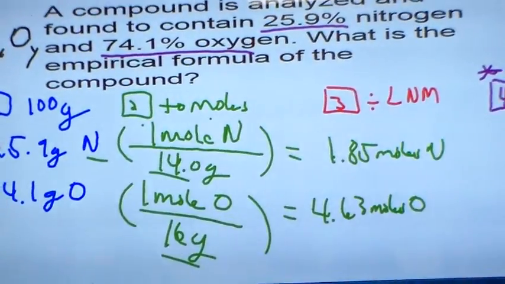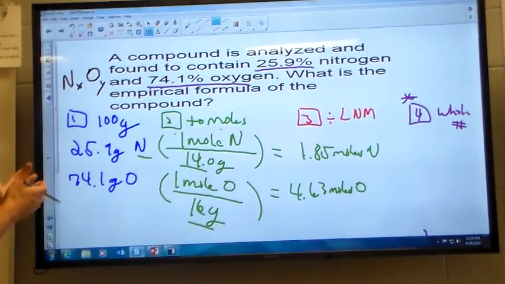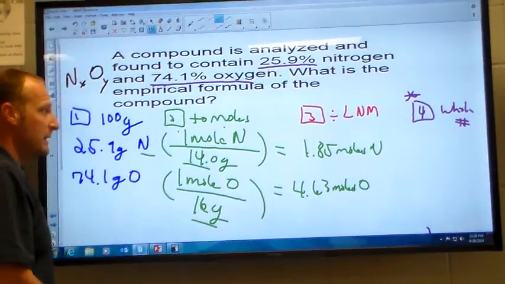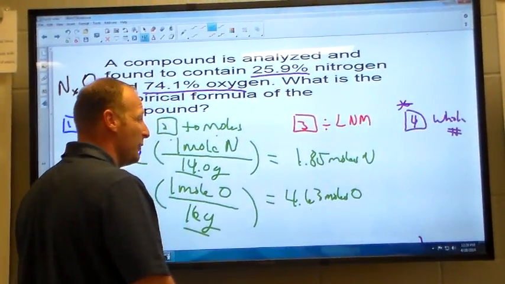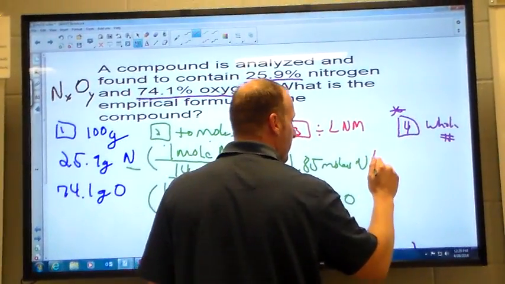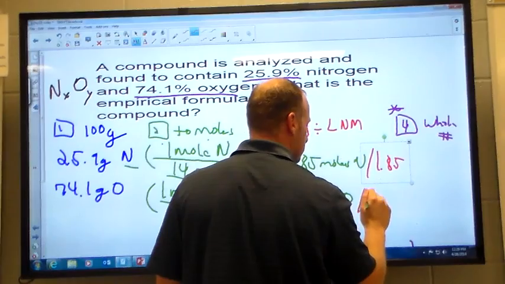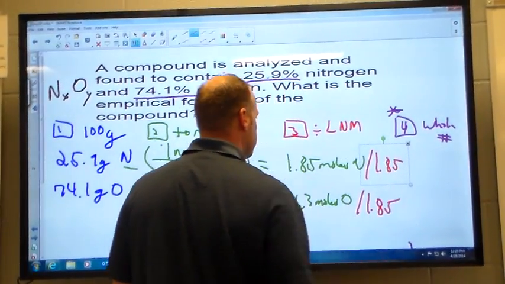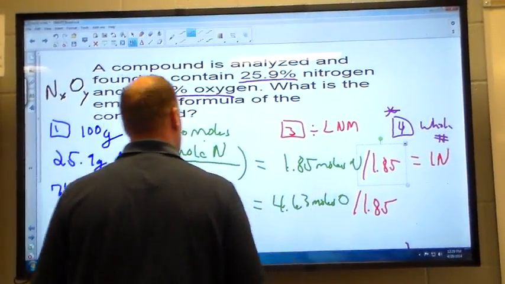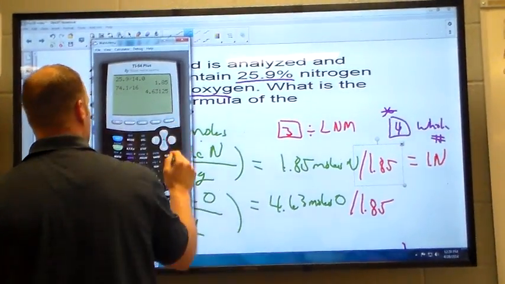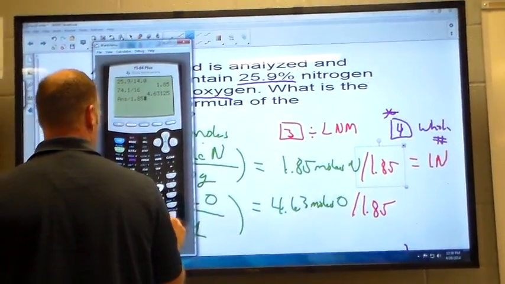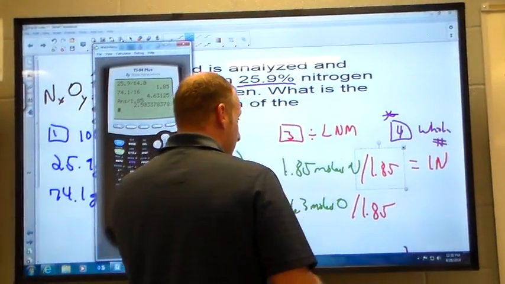All right, so number one, assume 100 grams. In other words, change percent to grams. Number two, convert to moles by dividing by the mass. Number three, divide by the least number of moles. Now, the least number of moles here is either 1.85 or 4.63. 1.85, right? So I'm going to divide both of these by 1.85. So obviously this means I'm going to have 1 in here. And 4.63 divided by 1.85 is going to give me 2.5.